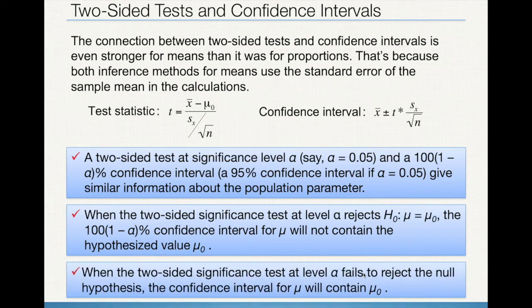And so if it rejects the null hypothesis, and that means it doesn't get captured by the confidence interval, then if we do a significance test and it fails to reject the null hypothesis, then that implies that, of course, the confidence interval will contain mu naught.